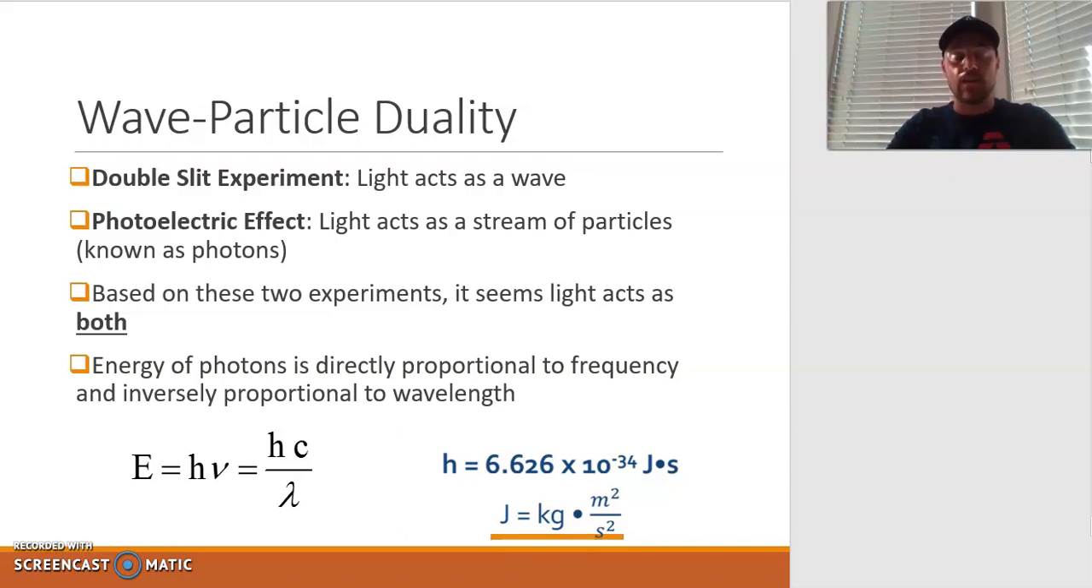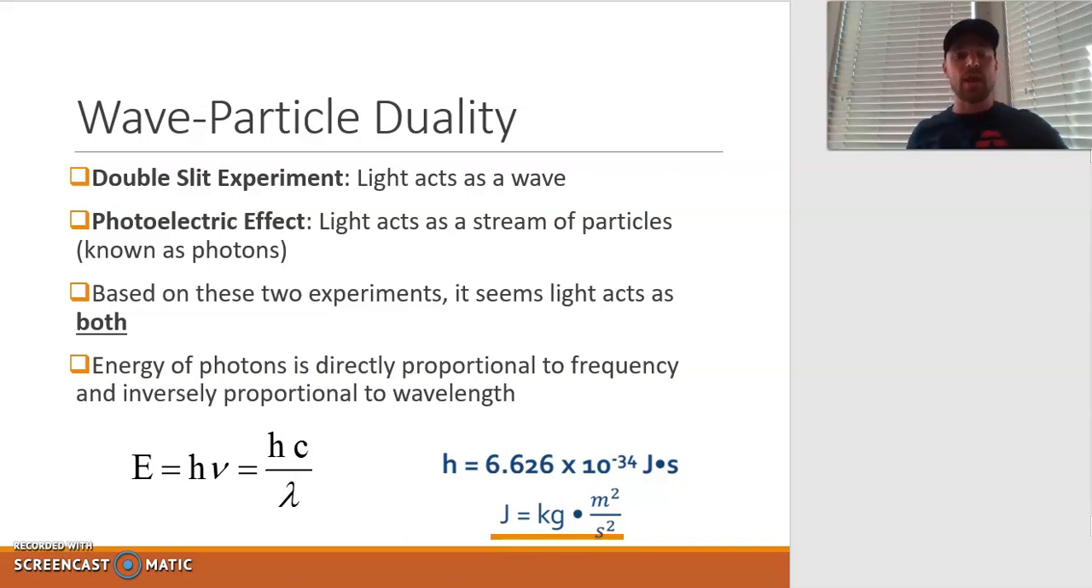Young's double slit experiment implied that light had wave functionality, whereas the photoelectric effect showed that light actually acts as a stream of particles. This introduced the concept of wave-particle duality, which means things no longer had to be in one category or the other, but actually matter could have both properties of a particle and of a wave. Based on these 2 experiments, light was acting like both. Later on, we're going to see how the electron is also the same.